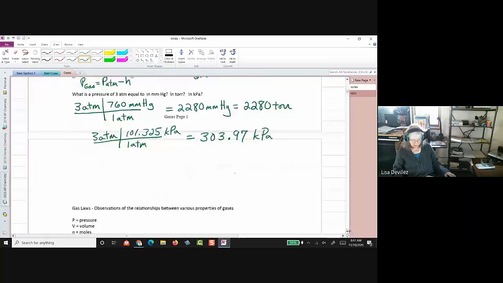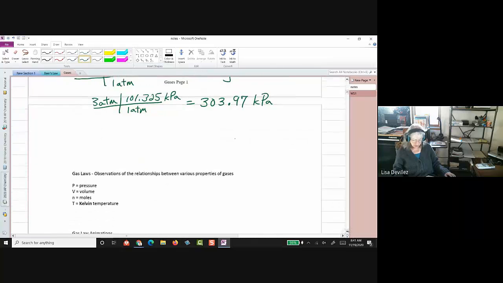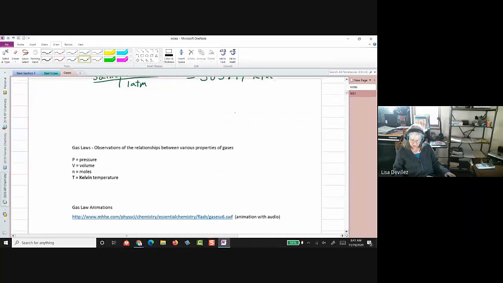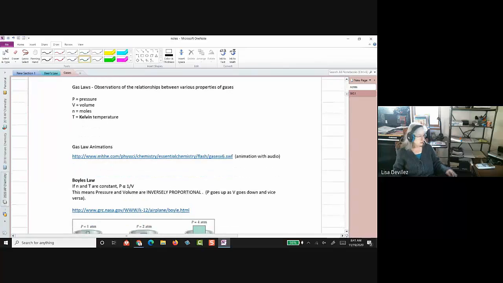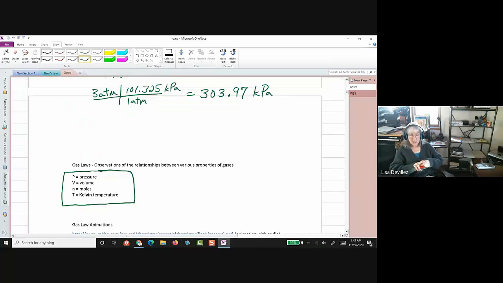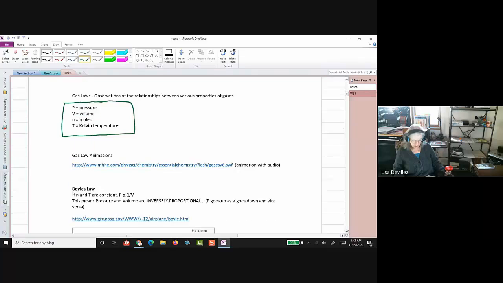All right. Okay, so we're going to look at, see if my animations still work. These are the key characteristics of a gas that we'll be working with and measuring and looking at the relationships between them. And we'll see if these are still going to work.